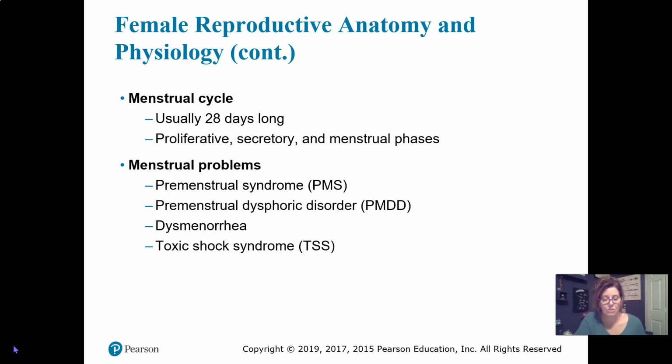Dysmenorrhea is a medical term for menstrual cramps, typically more severe cramps. There is some cramping that is normal, but there's also more severe. And then there's TSS, toxic shock syndrome. It's pretty rare today, but it's still something that women should be aware of. It's caused by bacterial infection facilitated by the use of tampons, diaphragm, or any contraceptive that is inserted.